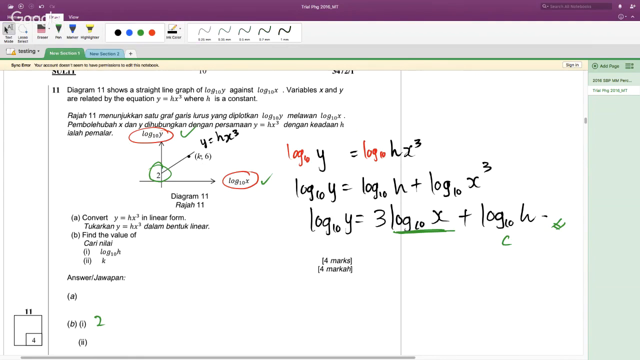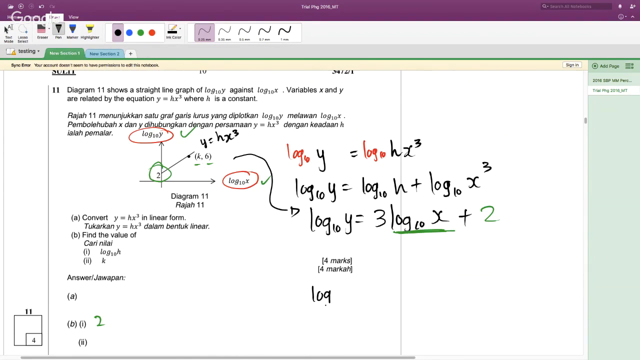Okay, k is a bit tricky. If you know log 10 h equals 2, what I will do here is just substitute this value into the equation. But when you substitute this value in the equation, a lot of students will make this common mistake.